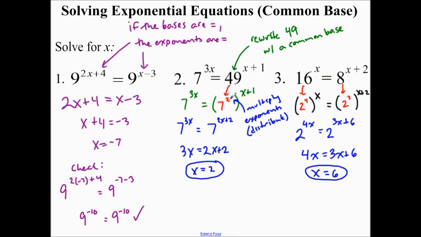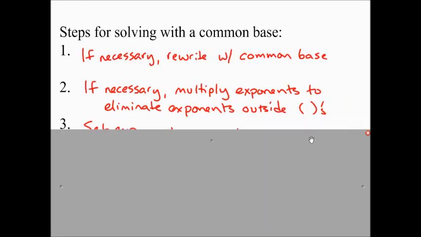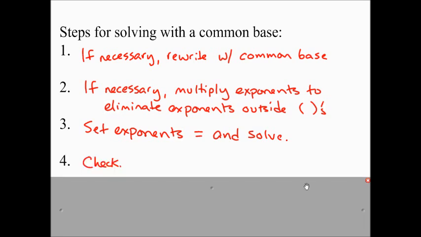We multiplied the exponents here, 2 times x plus 1. Here I messed it up, right? I didn't distribute very well. Got to make sure we're distributing. Maybe make a note to yourself. Distribute. Set the exponents equal and solve. That's easy. Now if there's one more step, what would that step be? Could it be a single word? What would that one word be? That would be our step 4. You're right. Check.